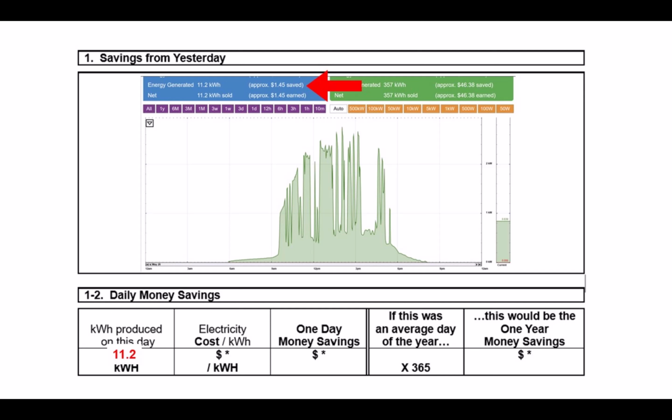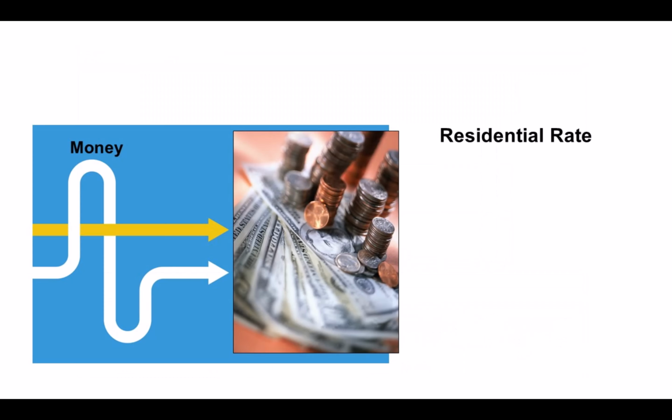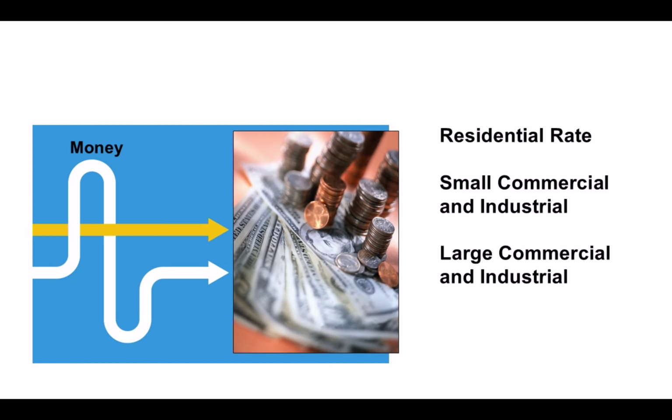Go back to your graph. Across from energy generated is the money saved during the time period shown. Post that number in the one-day money savings column as you see here. The money savings is based on the residential electricity rate charged in your community, a rate you may be familiar with. It could have been based on several electricity rates used by your energy utility.